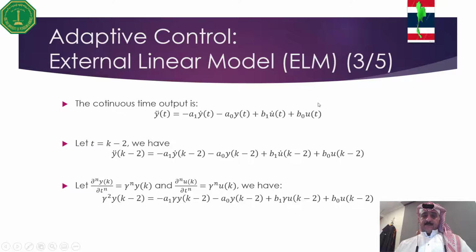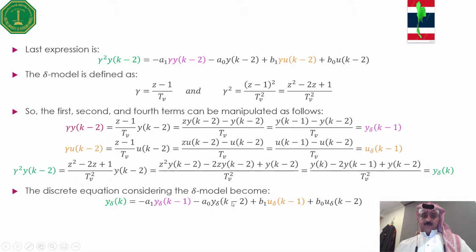So we repeat the continuous output. We let t equal k minus 2, so remove every t, make it k minus 1, and so on. We use this relation: n derivatives equal gamma n. So for n equal 2, we make it gamma 2, and n equal 1, we make it gamma. Here there is no derivative, so nothing to do here. So the last expression is this.